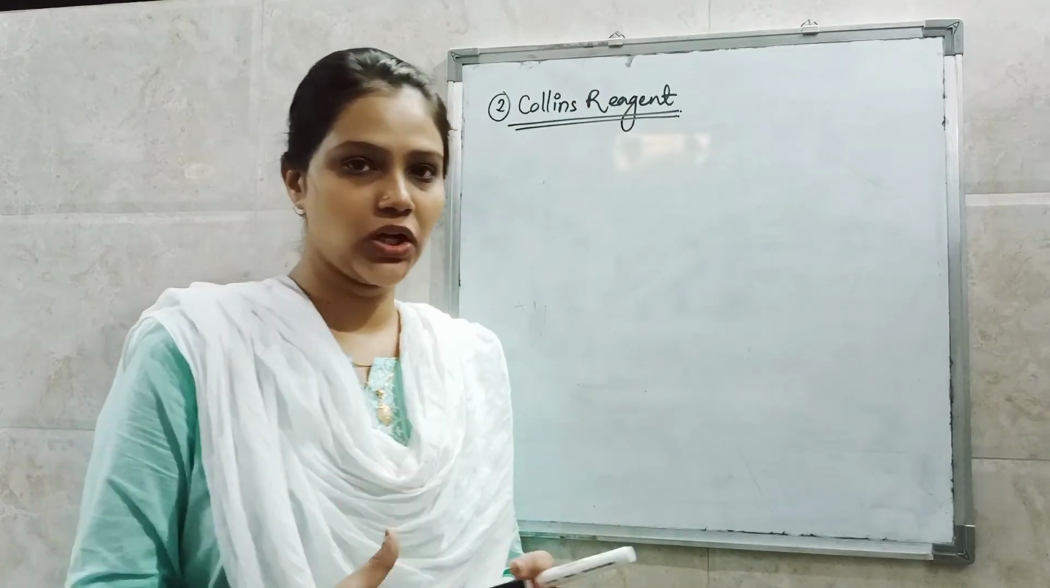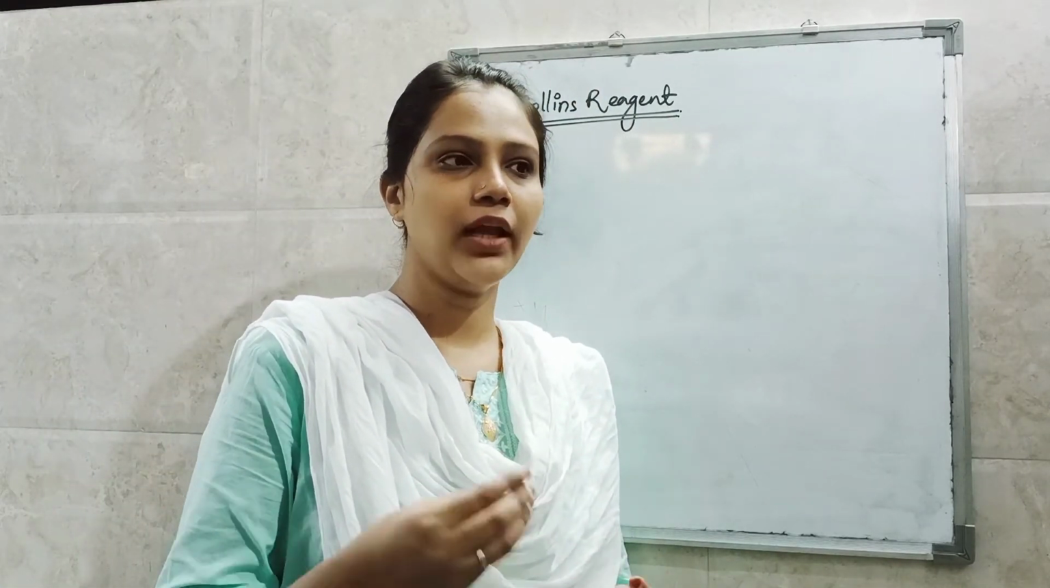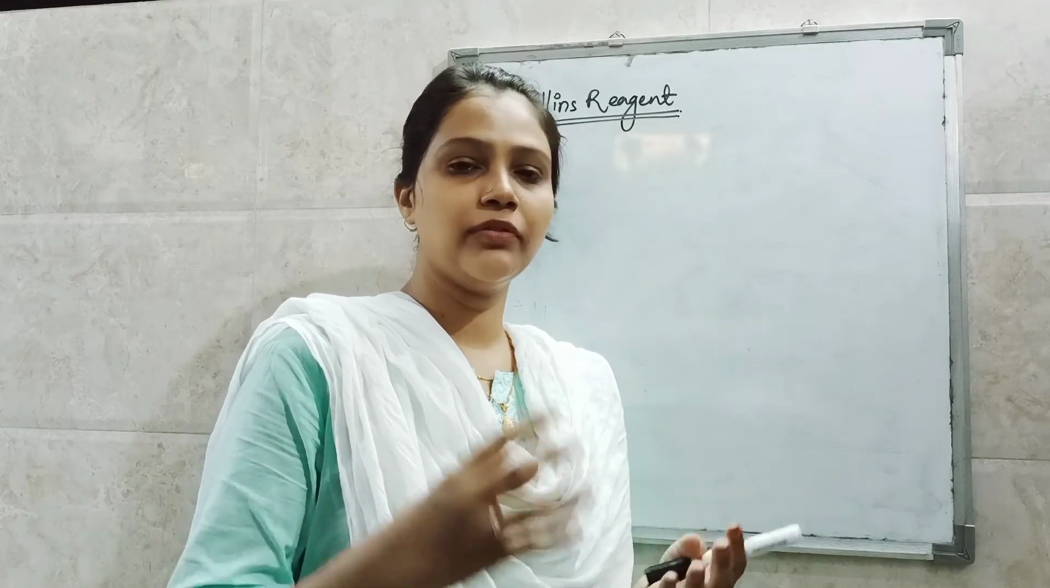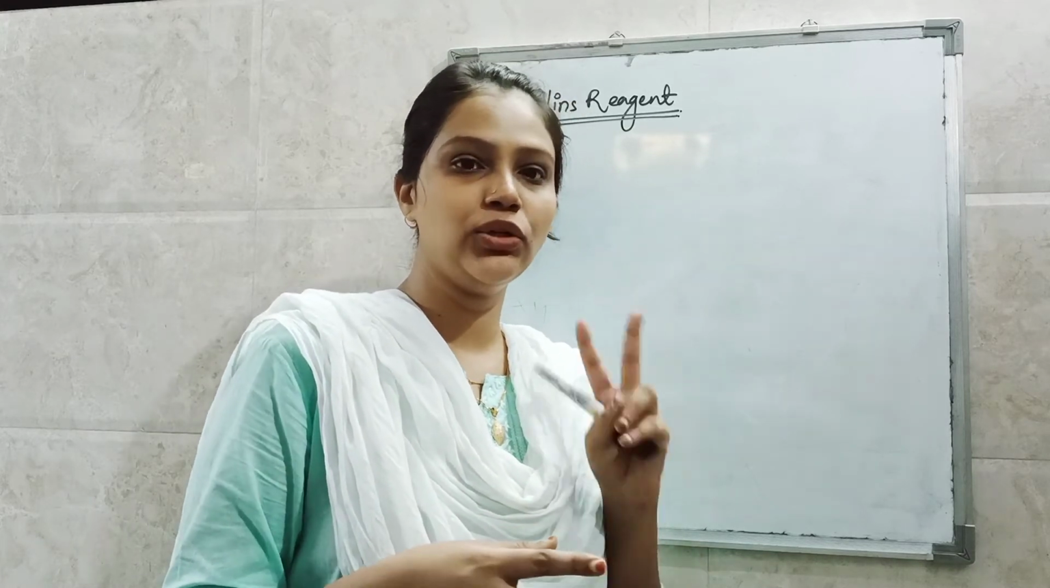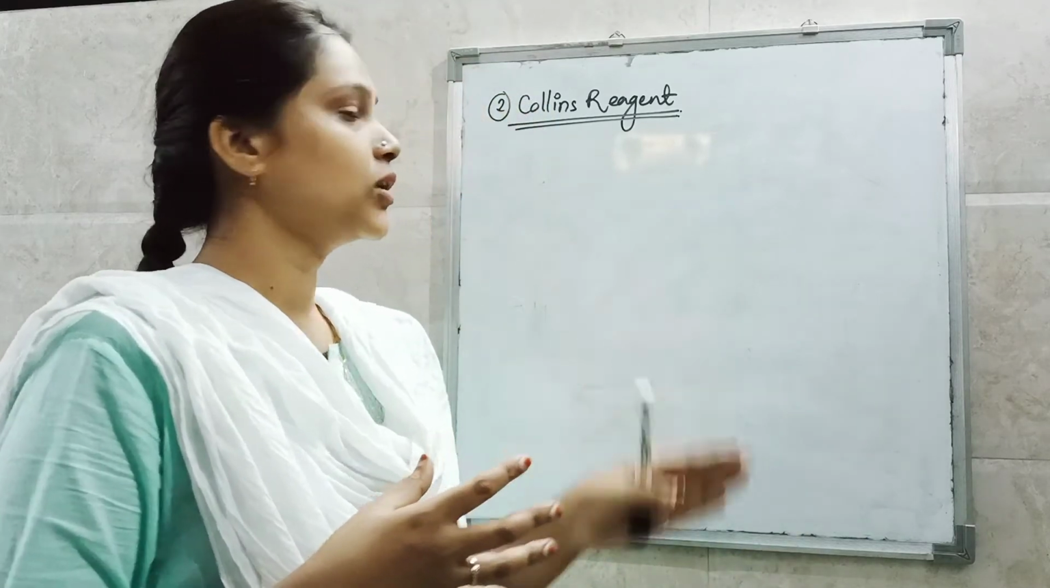So Collins reagent is a mild oxidizing reagent, and it is made up of chromium trioxide and pyridine. When we mix chromium trioxide and pyridine, the reaction is exothermic, so chromium trioxide is added into the pyridine. Two pyridine and one chromium trioxide combine and form a complex known as Collins reagent. And Collins reagent is neither basic nor acidic.